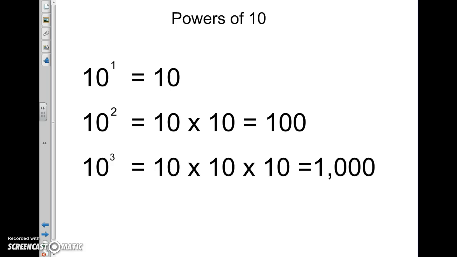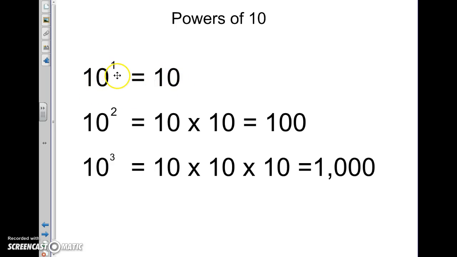Alright, so anytime that you see a larger number that has this little friend number hanging out up above and to the right of it, those are called exponents. And what these exponents tell us is how many times you will see the bigger number multiplied together. So if you see a 1, and you won't see this very often, that just means that there's just one of those.